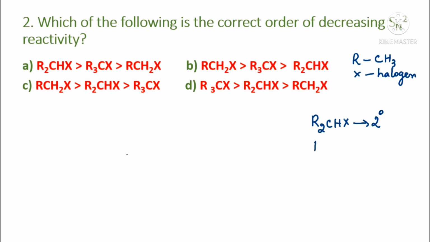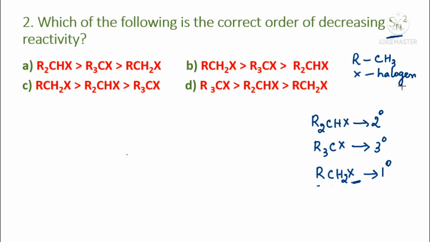The next one is R3CX. R3CX means the halogen is attached to a carbon atom which is further attached to three more alkyl groups. That means it is a tertiary alkyl halide. The next one is RCH2X. Here this halogen is attached to a carbon atom which is attached to one more carbon atom. That means it is a primary alkyl halide.